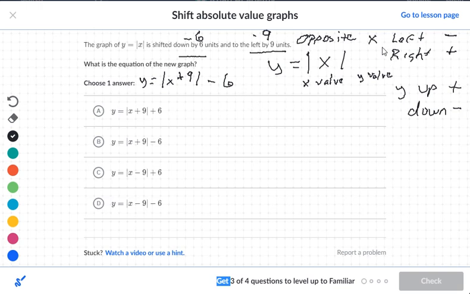So again, remember that x is left or right, so left is negative, right is positive. Y is up or down, up is positive, down is negative. Remember the x values go inside the absolute value signs, the y values are after the absolute value signs. There is no change to the y values, there is a change to the x values because they're going inside. Anytime numbers go inside, just like a parentheses, they become opposite. So our answer here should be B.